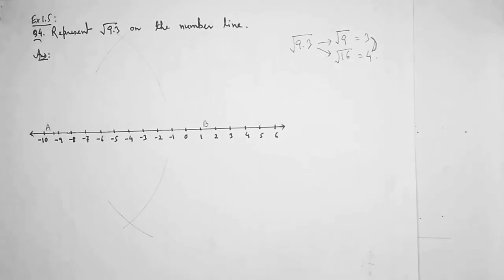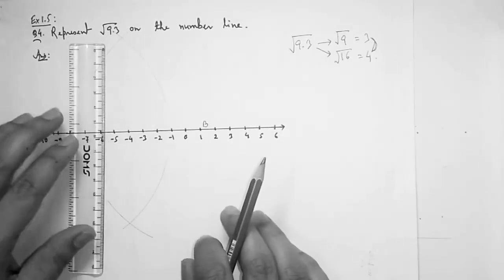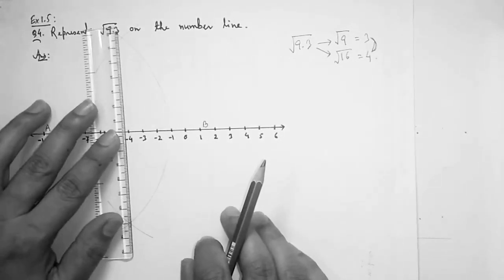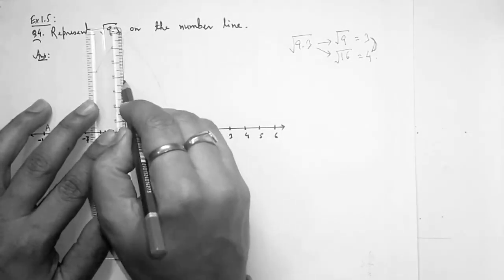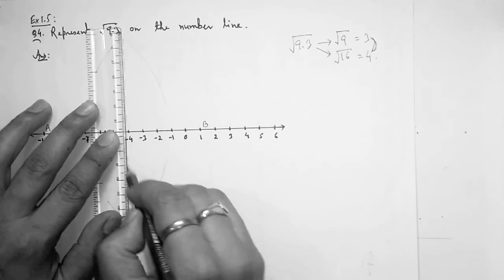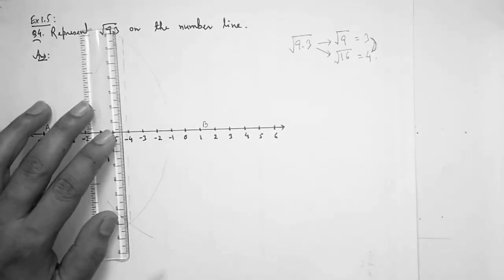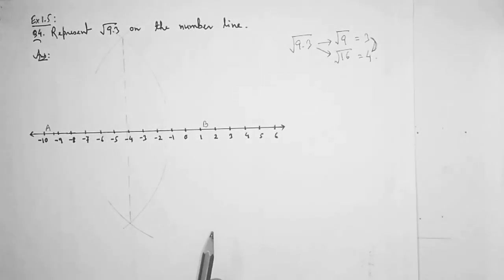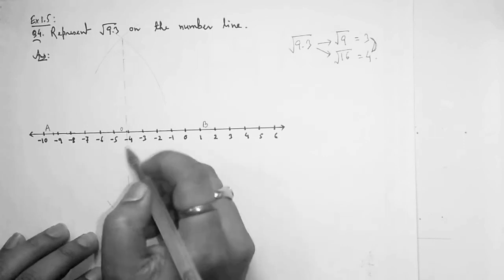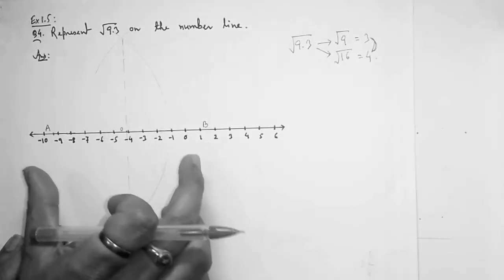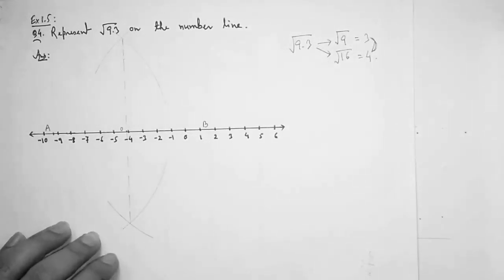Now, drawing the perpendicular bisector: the two intersecting points of the arcs, you join by a dotted line. This dotted line is the perpendicular bisector of AB. Now take this intersecting point as O. This O is the midpoint of the line segment AB.